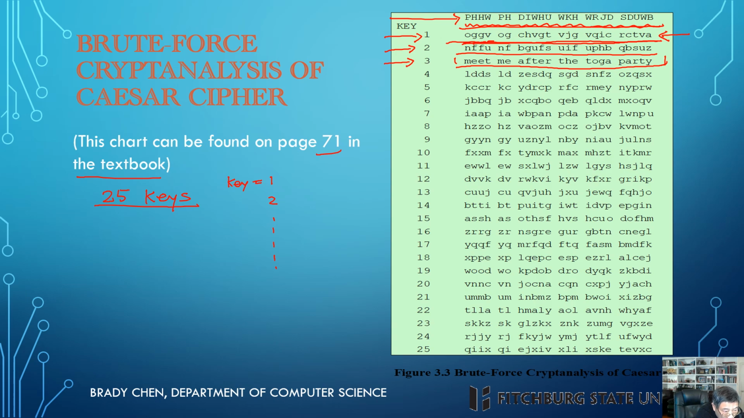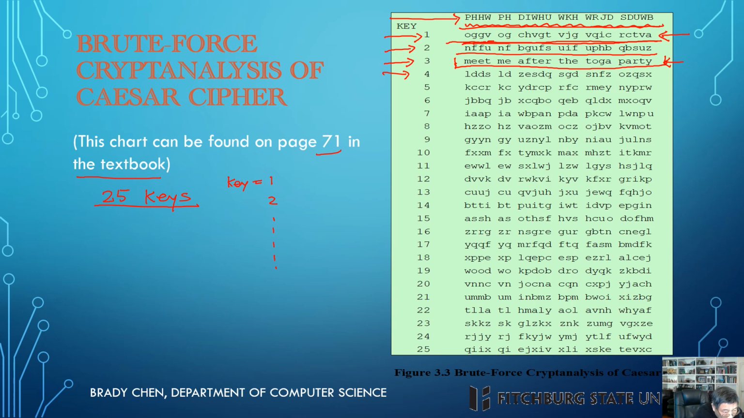Okay, and then we can continue, but in this case most likely we can stop because we know that this message is readable, so we can actually understand what's the meaning. So: meet me after the toga party.